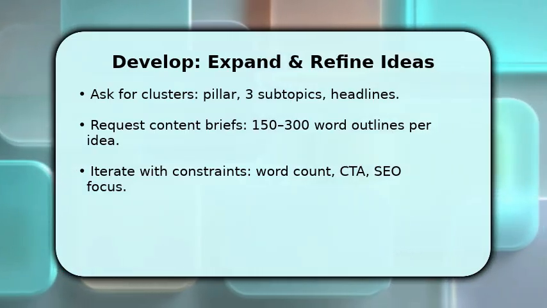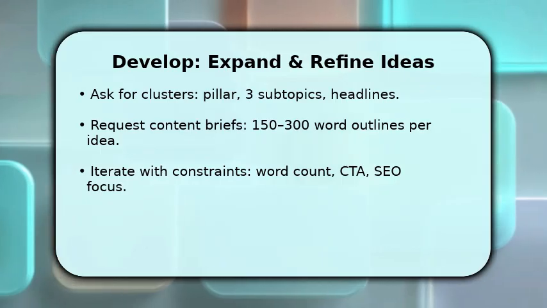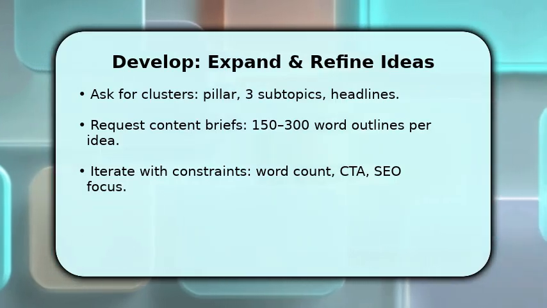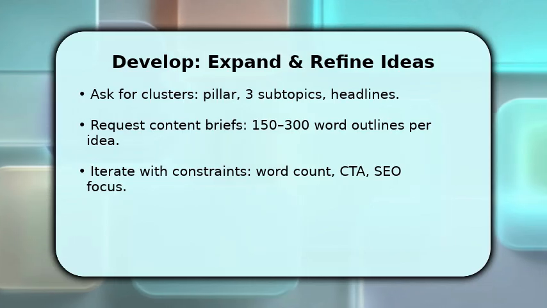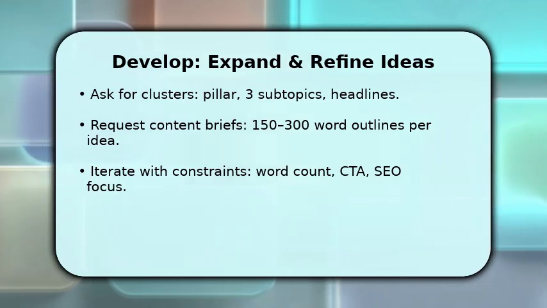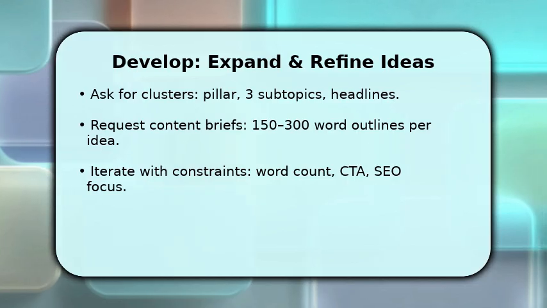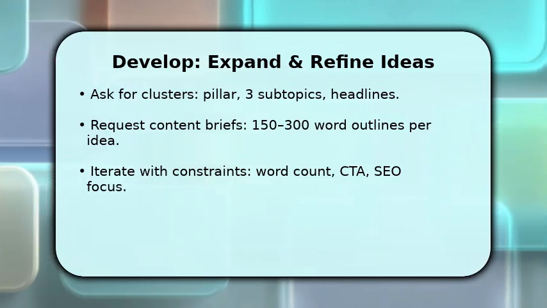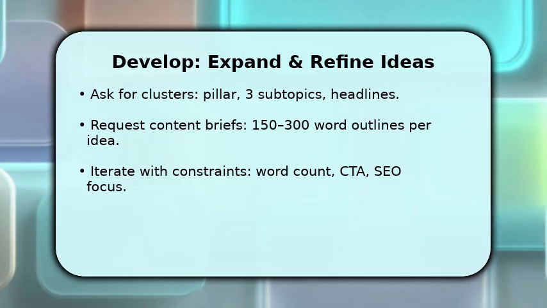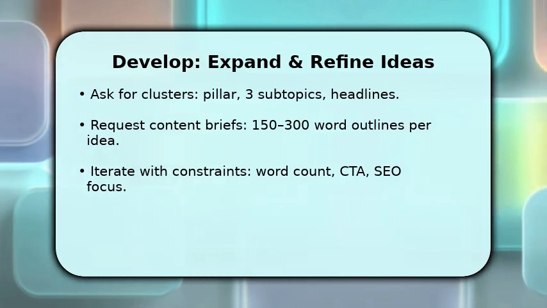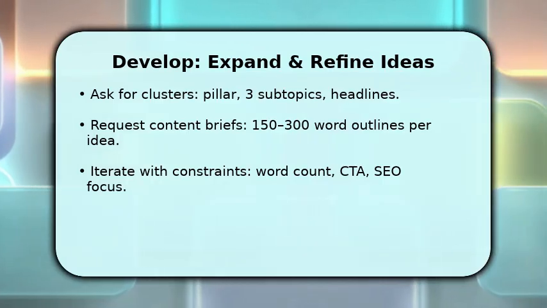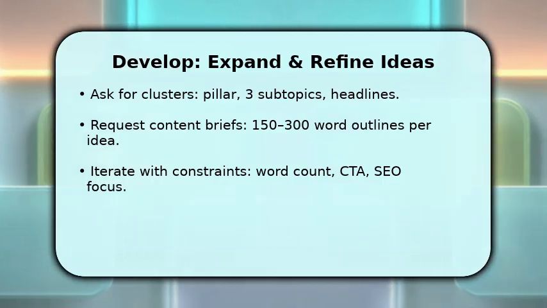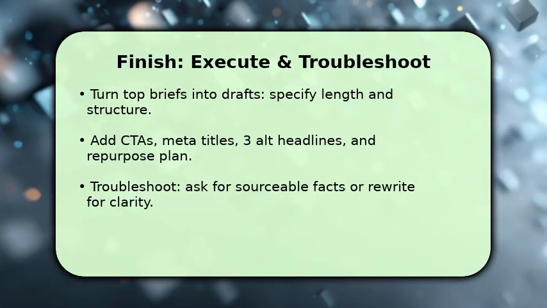Request topic clusters, a pillar idea and 3 subtopics, and then ask for 150-300 word briefs per idea that include target keywords and suggested CTAs. Make sure to refine tone and format with constraints: word count, audience reading level, and SEO focus. If results are generic, add specifics, data points, brand voice, or an angle such as controversy to sharpen output. You finalize by converting the best briefs into full drafts.